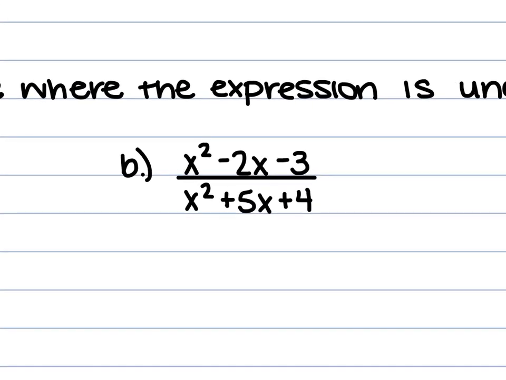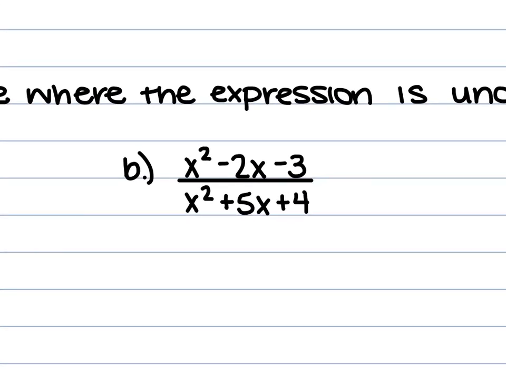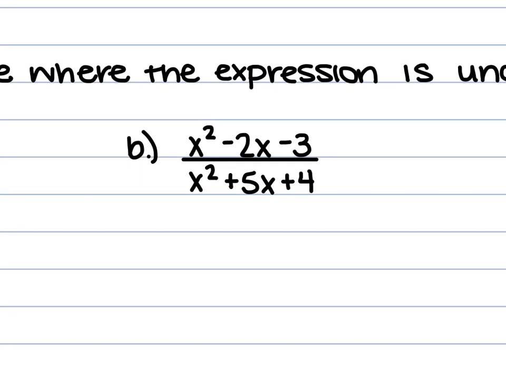If we look at b, it's a little bit different. We have x squared minus 2x minus 3 over x squared plus 5x plus 4. So we have to factor both of those trinomials. So the first one, the factors of negative 3 that equal negative 2 when you add them: you have a 1, you have a negative 3. This is going to give us a negative 2. So this is going to factor out to be x plus 1 times x minus 3.